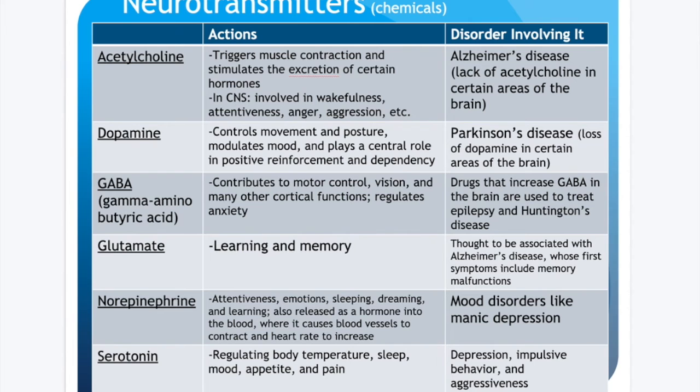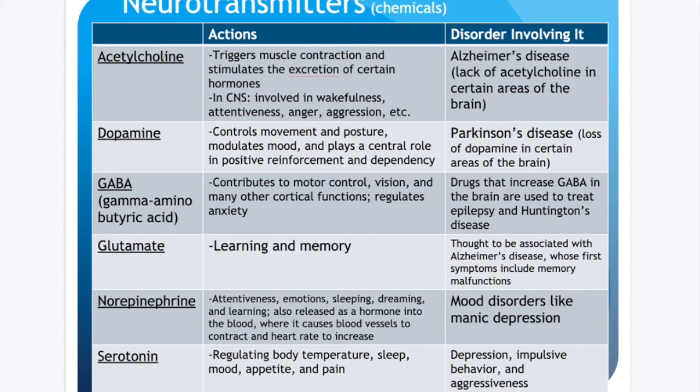If we look at some examples of neurotransmitters, you just have to fill in the names of some of them. These are just some neurotransmitters, but first we have acetylcholine. That helps with muscle contraction and stimulating certain hormones to be released. In our central nervous system, it's involved with wakefulness, attentiveness, anger, and aggression. It seems to have some role in Alzheimer's. And with the diseases that are listed here, we'll be going over some of them in a class later this week.